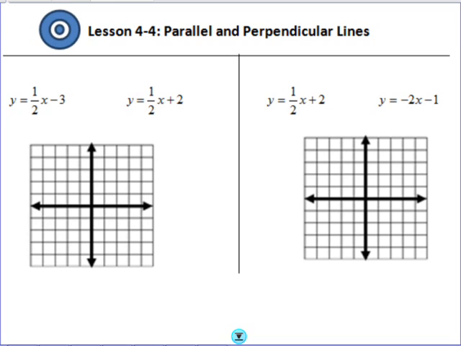In lesson 4.4, we're going to look at parallel and perpendicular lines. You may already know what those words mean, but if not, we're just going to take a look. So first we have some equations here, and let's go ahead and graph these lines.